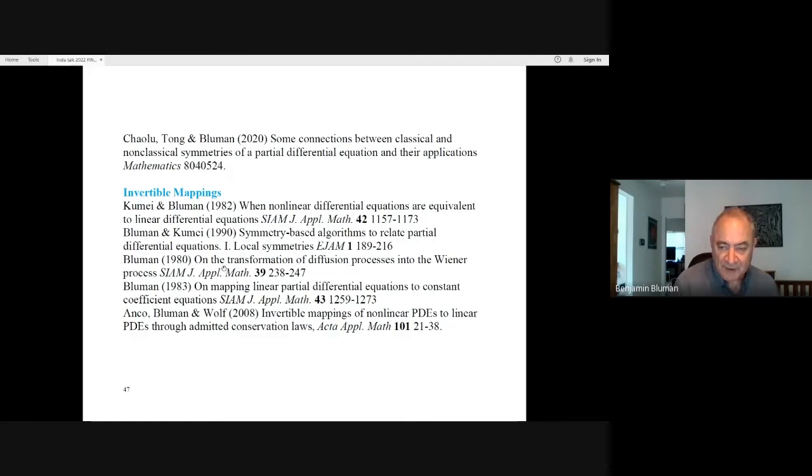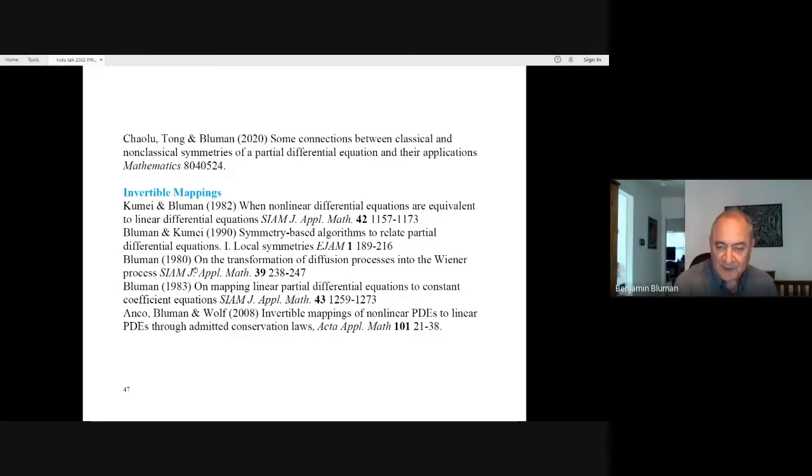And then on the transformation of the diffusion process into the Wiener process, I did this work back in 1980, and it answered a question posed by Kolmogorov in his classical paper on the backward equation, in which he asked what is the most general PDE that can be mapped into the heat equation, essentially mapping a diffusion process into the Wiener process. A partial answer had been given in some Russian papers, but we gave the complete answer in this paper using the ideas I presented.